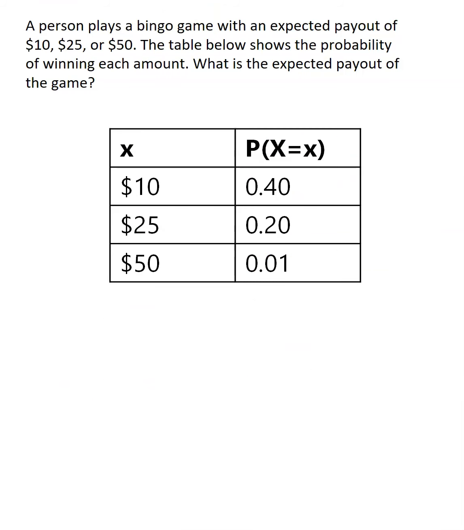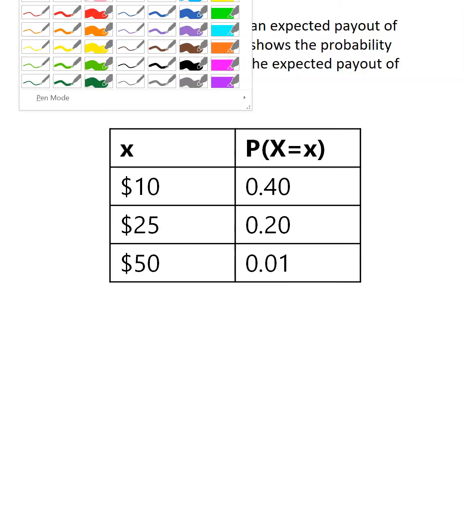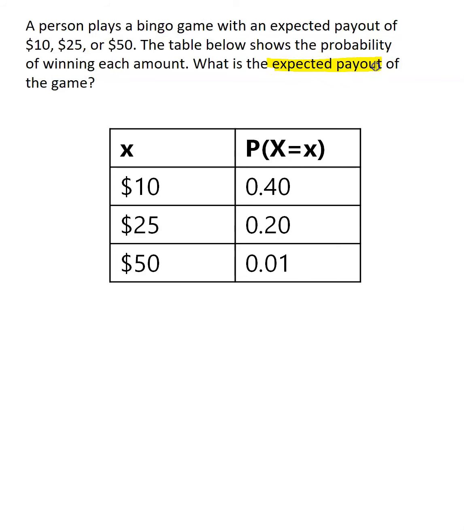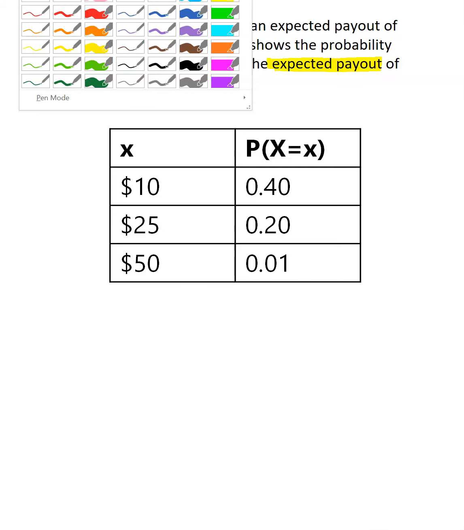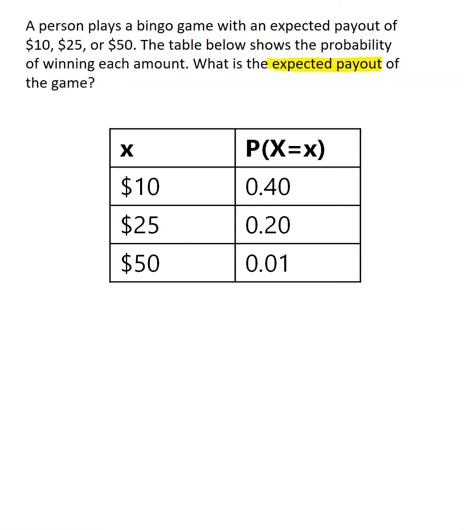Let's take a look at this problem. A person plays a bingo game with an expected payout of $10, $25, or $50. The table below shows the probability of winning each amount. What is the expected payout of the game? The expected payout is the language they're using in this context. So this actually means expected value, mu. That's what they're asking us to find.